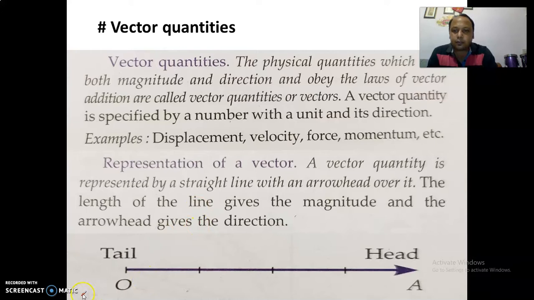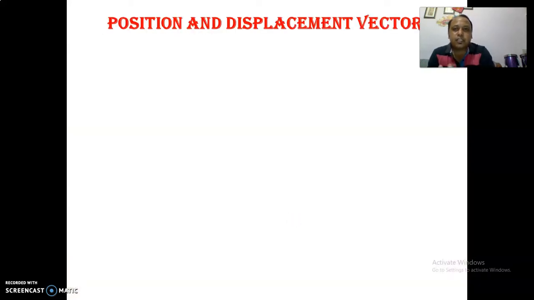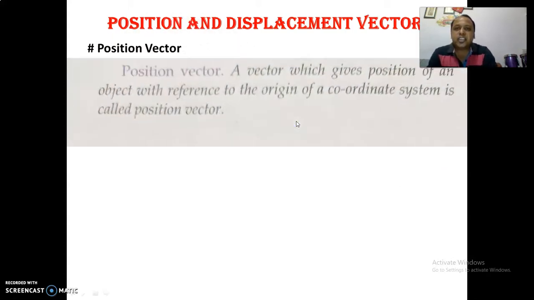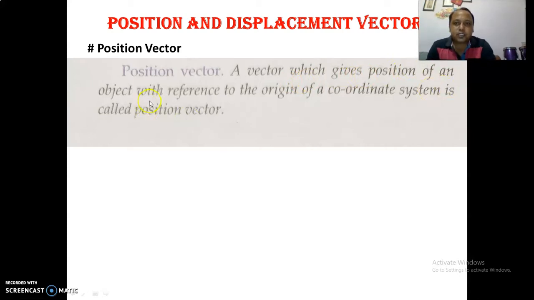Now we have already discussed scalar quantity and vector quantity. Now let us discuss two very different types of vectors. One is called the position vector, another is called the displacement vector. Now first of all we will discuss the position vector. To understand the concept of position vector, a vector which gives position of an object with reference to the origin of a coordinate system is called position vector.